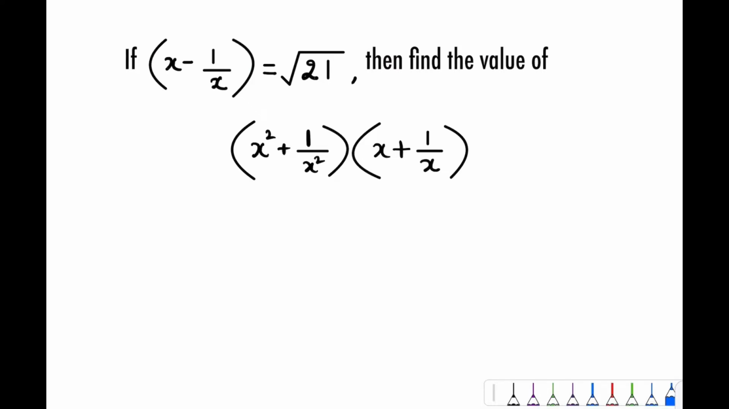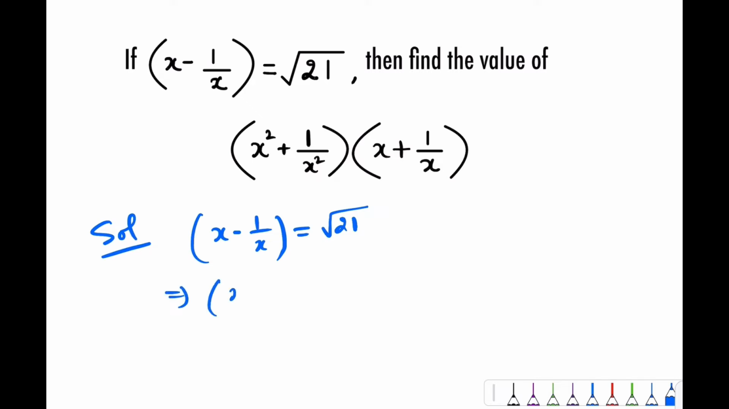If x minus 1 by x equal to under root 21, then find the value of x square plus 1 by x square into x plus 1 by x. So we have given x minus 1 by x equal to under root 21. And this implies if we square both the sides, so we have x minus 1 by x whole square equal to under root 21 whole square.